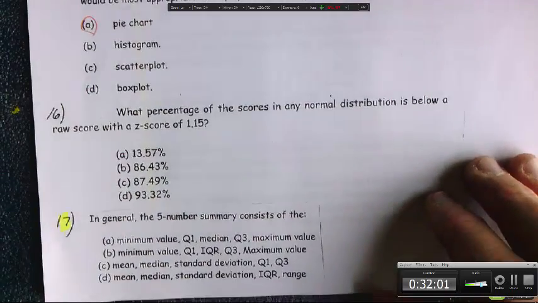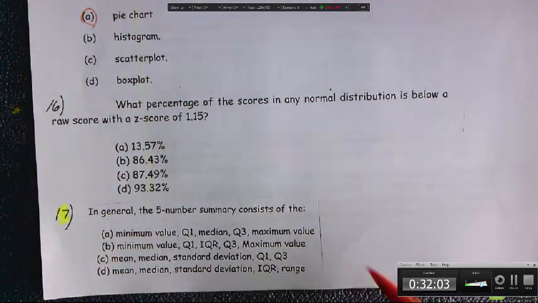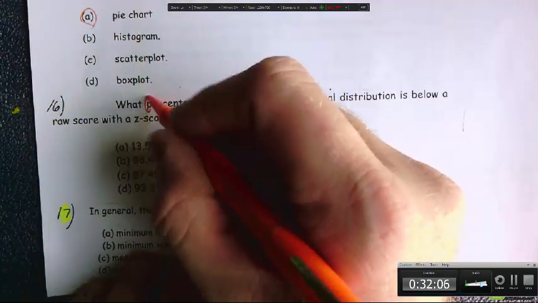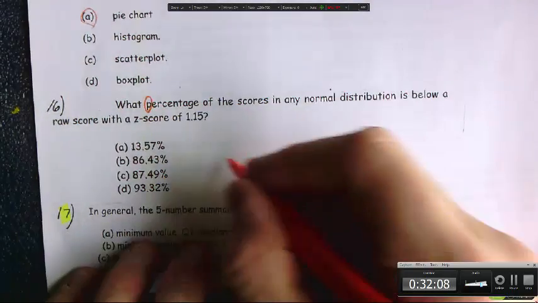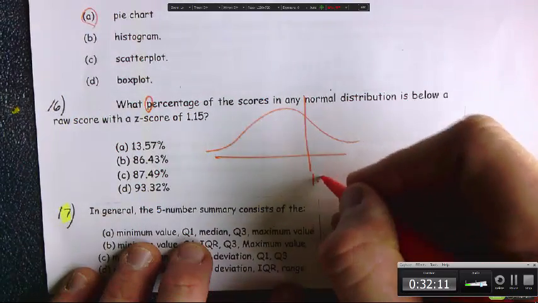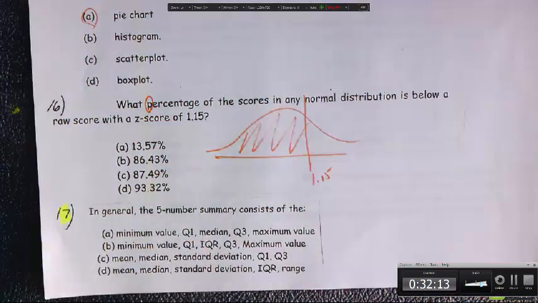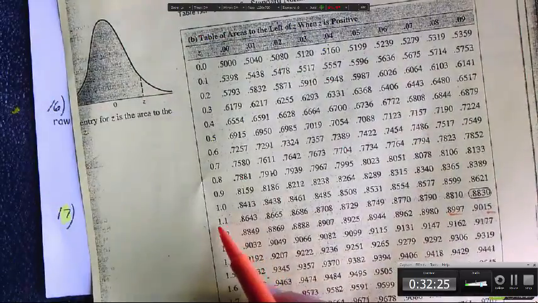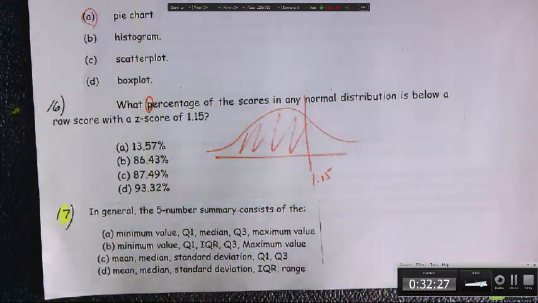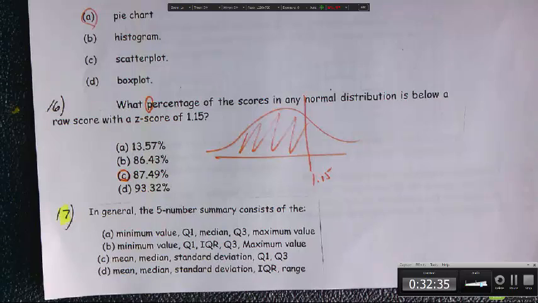Number 16. What percentage of the scores is below a z-score of 1.15? So it's giving you a z-score and it's asking for a p-value. 1.15 is here, it wants percent below. That's area to the left. Do we need to change the sign of the z-score? No. And this one is definitely not 115%. So you do have to know to use the chart. 1.15 is 87.49%.